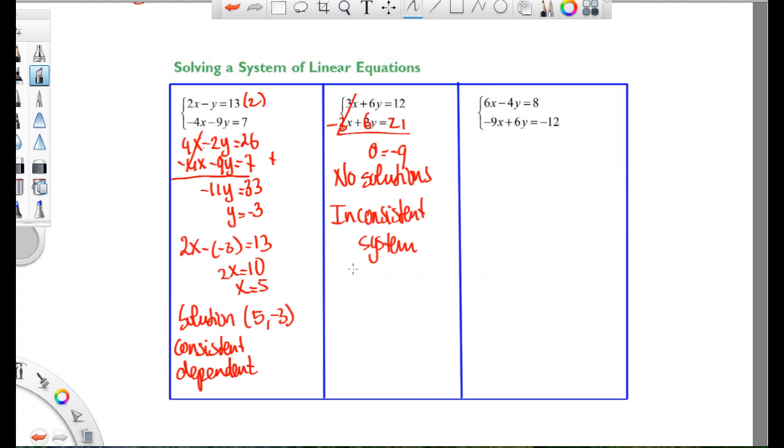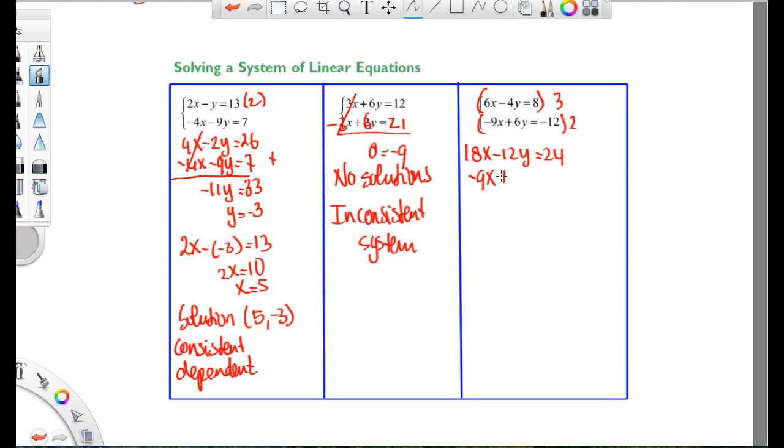So two lines that were parallel. The last one will probably have two lines that are the same, so 6, negative 9, 4, and 6. I'm going to multiply this one by 3, and then I'm going to multiply this one by 2. 3 times a negative 4 is a negative 12. 2 times 6 is a positive 12. So 18x minus 12y is equal to 24.